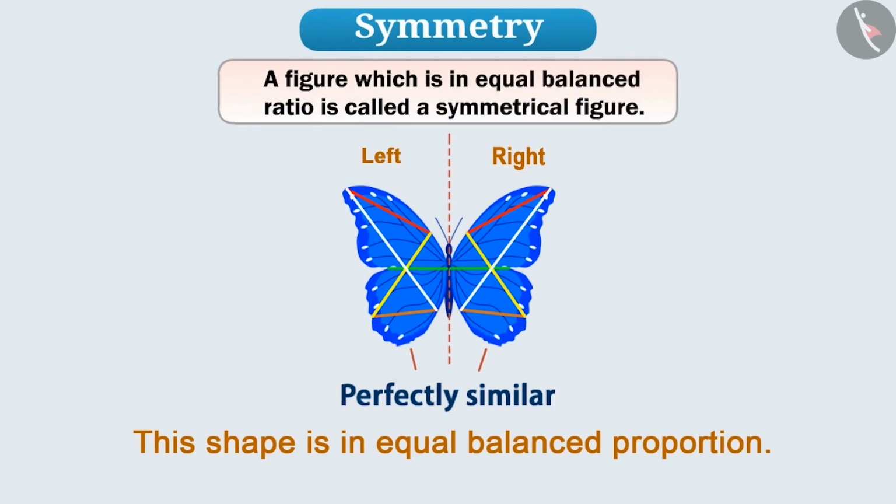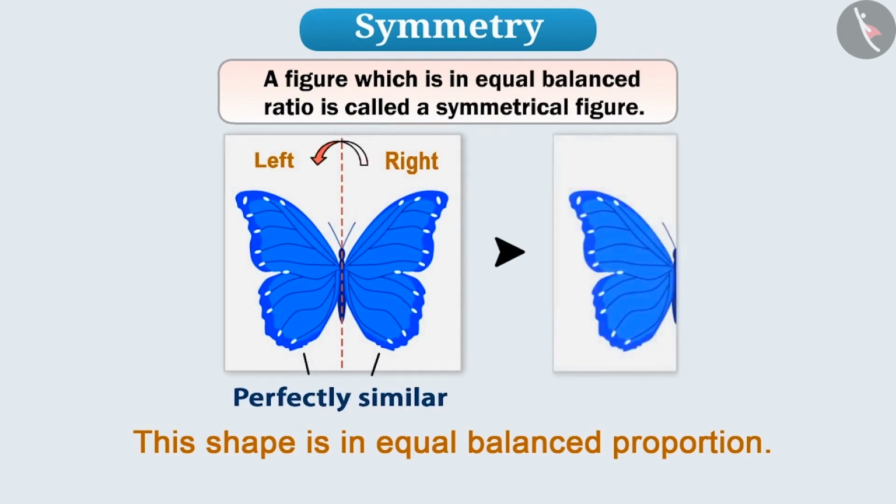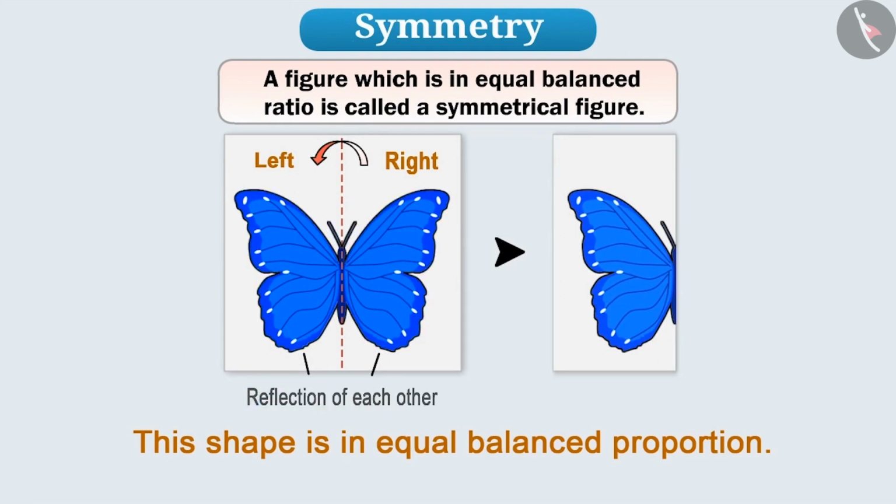Ordinarily, if we can bend a shape into two parts which cover each other completely, that is, the reflection of each other, then we can say that the shape is symmetrical.